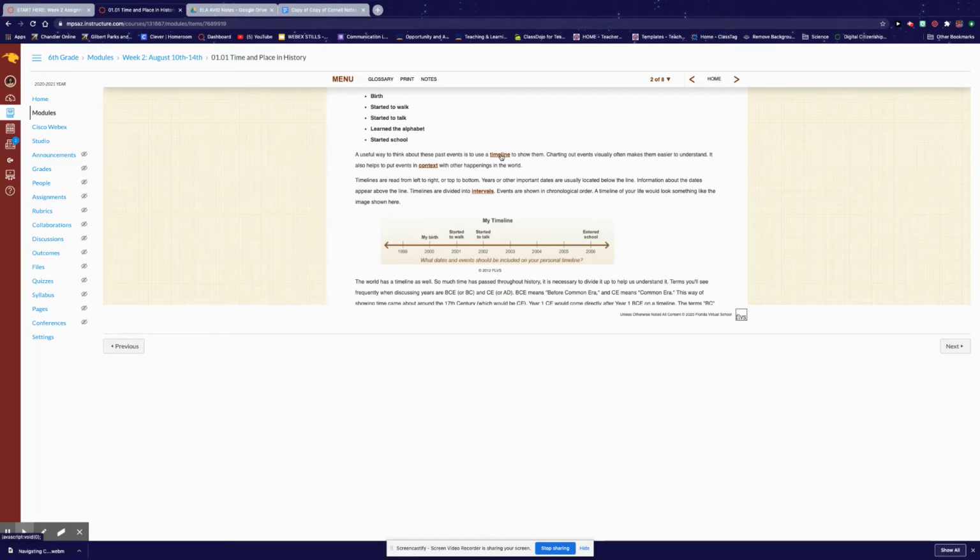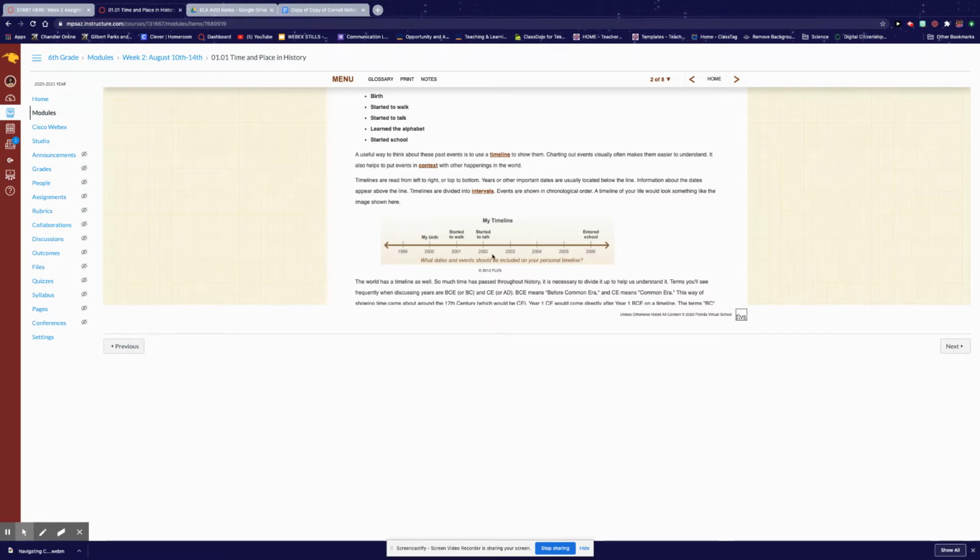Anything that is highlighted, you can actually click on and it'll tell you what a timeline is. It's a visual representation of events from the past, which can be horizontal or vertical. In this case, this one is vertical. Charting out events visually often makes them easier to understand. It also helps to put events in context. Context is the part of something written or spoken near a certain word or group of words that helps to explain the meaning with other things happening in the world.